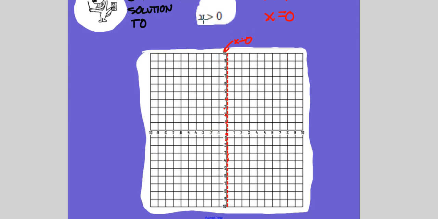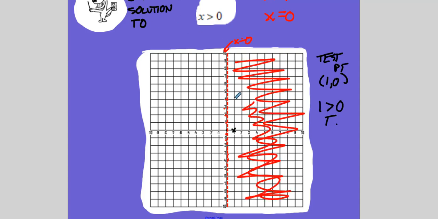Alright, so now I can't use 0, 0 as a test point because it's on the line. So let's just use this one, 1, 0. That's not on the boundary, so it's very easy here. So x is 1, and there is no y coordinate, so you don't worry about it. So the inequality is 1 greater than 0, that's true, so because this makes it true, we shade to the right. And the solution is all this shaded area except the boundary itself. All the solutions go right up to the boundary but do not include the boundary.